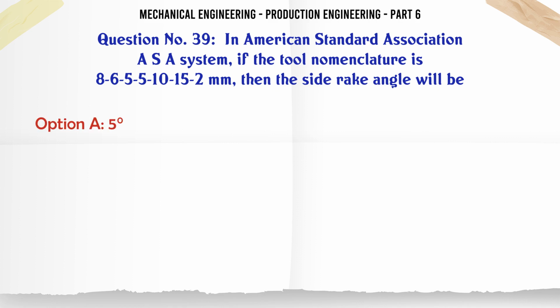In American Standard Association ASA system, if the tool nomenclature is 8-6-5-10-15-2 mm, then the side rake angle will be A. 5, B. 6, C. 8, D. 10. The correct answer is 6.